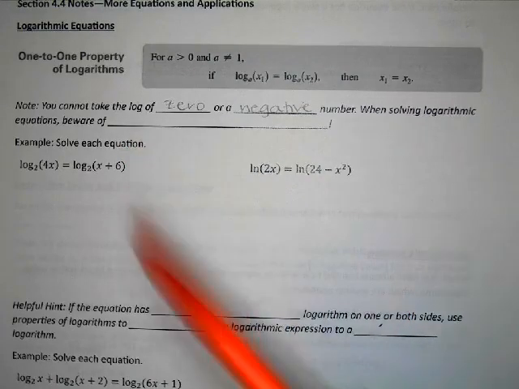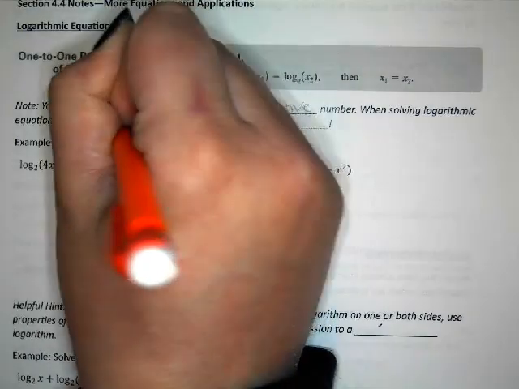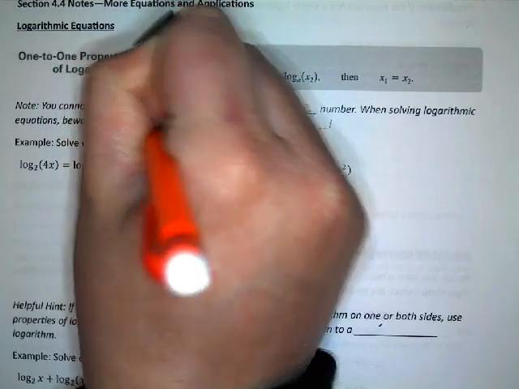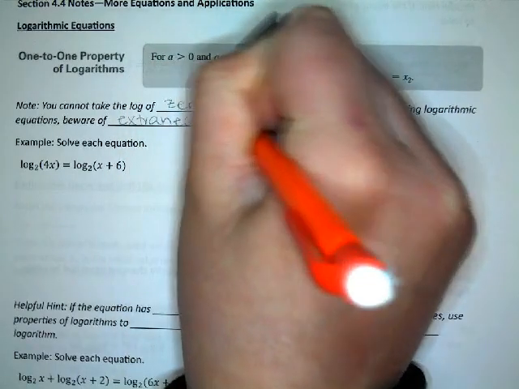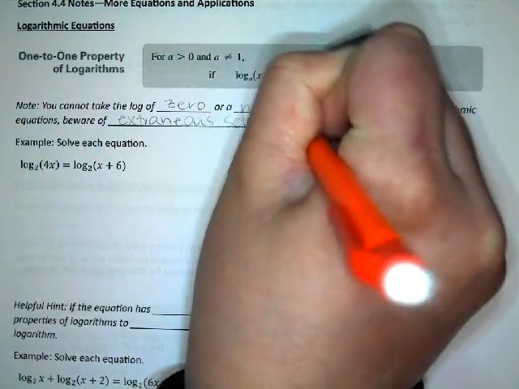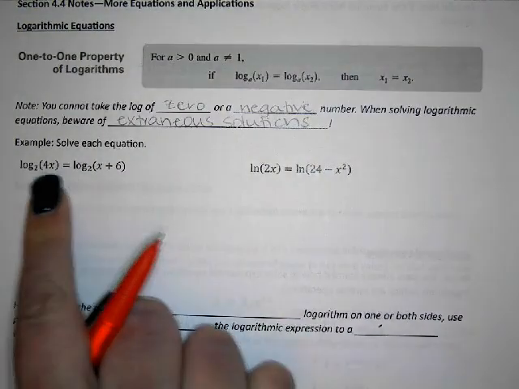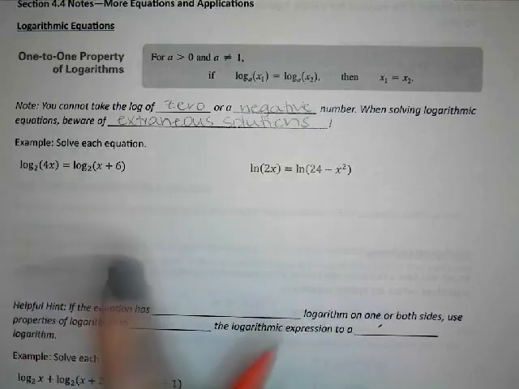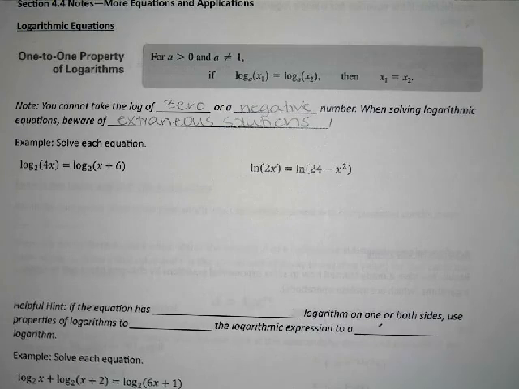So when we're solving logarithmic equations, we have to be aware of extraneous solutions. Extraneous solutions are those that we would solve for, we'd find them, but then when you plug them back in, they would end up making you take the log of 0 or take the log of a negative number, and it wouldn't be possible to do that. So that's what we're going to watch out for.